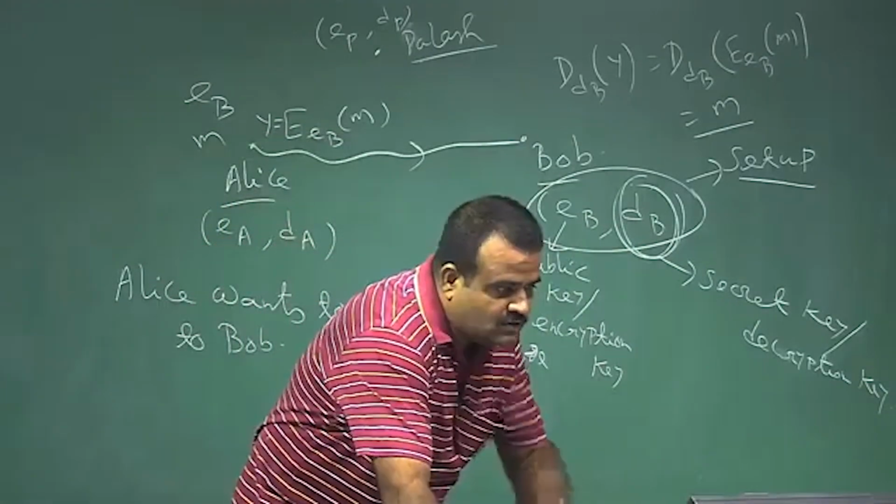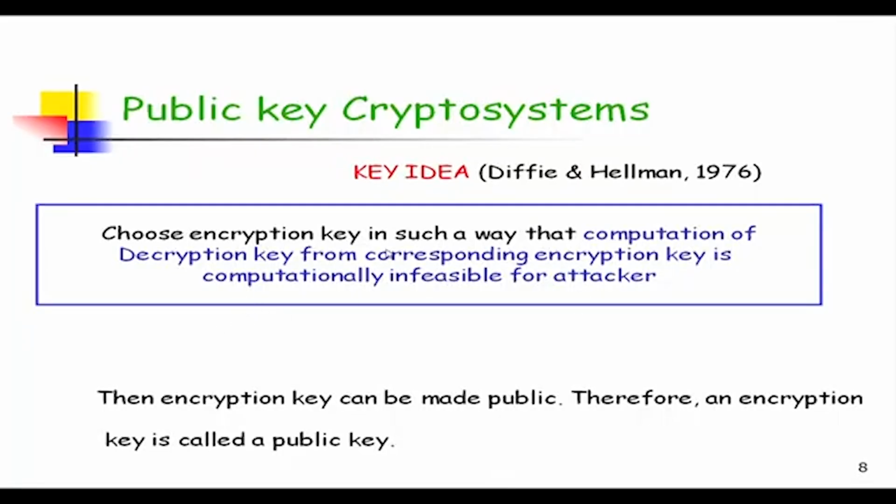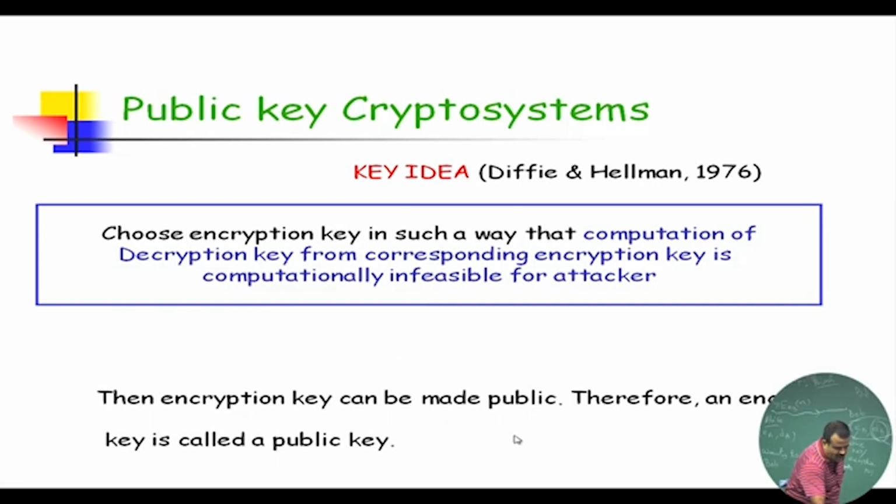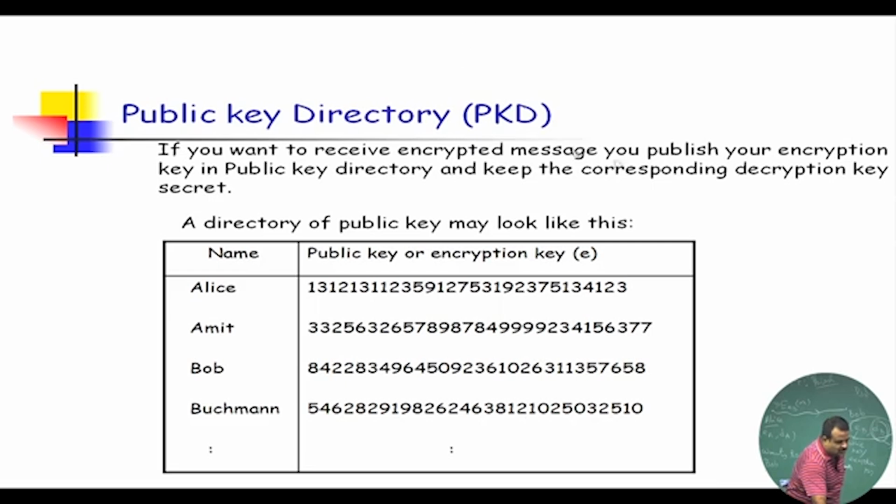Okay, so can you please go to the slide? Choose the encryption key in such a way that computation of the decryption key from the corresponding encryption key is computationally infeasible for the attacker. That we have just seen. Then the encryption key can be made public, therefore an encryption key is called a public key. Suppose everybody is running the setup and they have their public keys, and they can post them into the public key directory. We will discuss how we can manage the public key directory at a later stage.